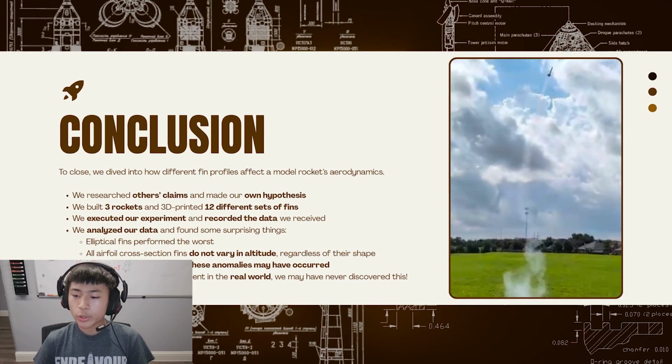To close, we researched different fin shapes and cross-sections and determined how they affect the aerodynamics of a rocket. We started by researching this topic online, then giving our own thoughts, and then executing our own experiment in the real world. And finally, we analyzed our results following the experiment and gave our thoughts on why various anomalies occurred.